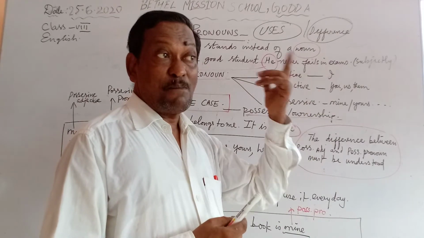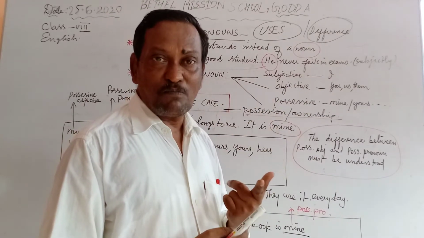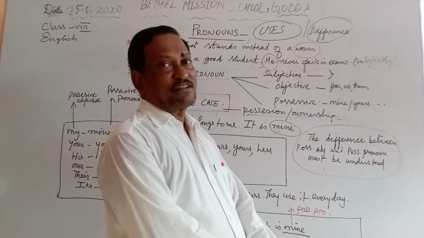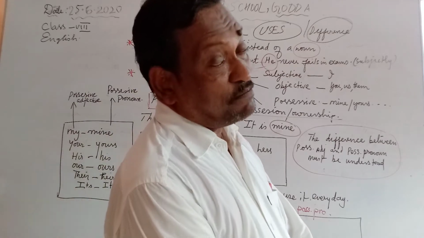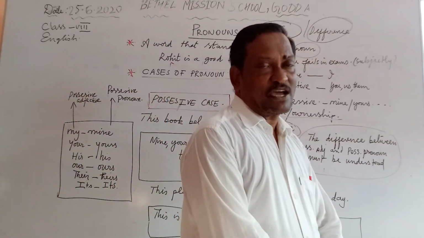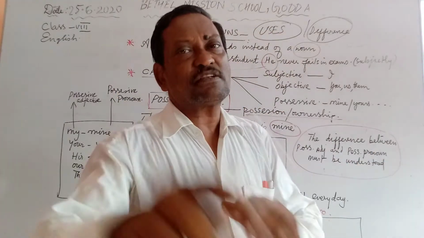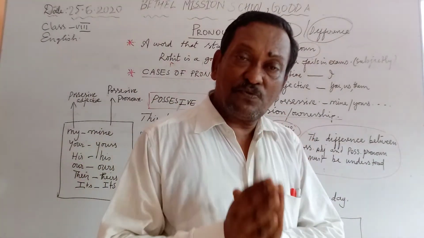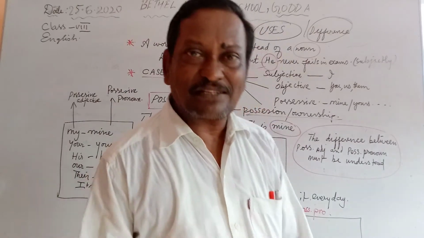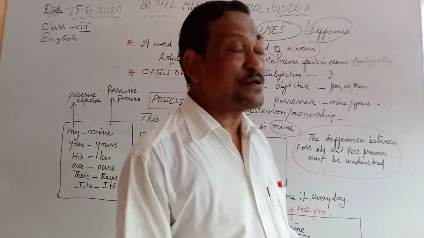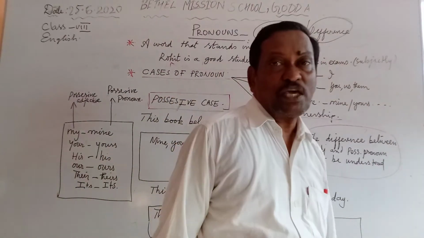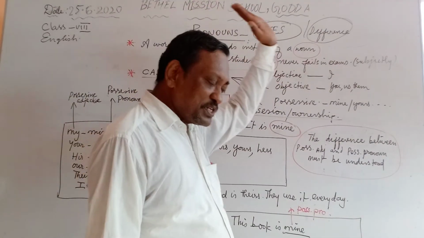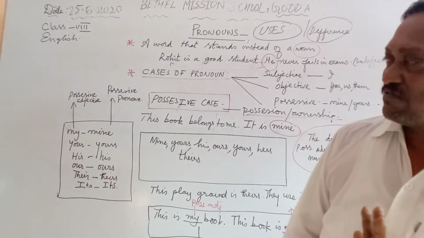The teacher punished us for our mistakes and we apologized. Look at this sentence. Now look at the second part of the sentence. We apologized. We is used as a subject in the sentence. We is a pronoun and therefore the pronoun we is used subjectively. So the pronoun which is used as a subject is in the subjective case.